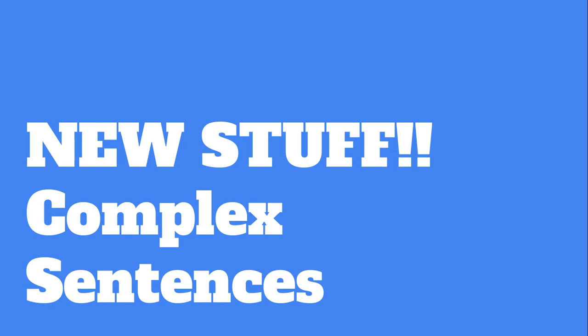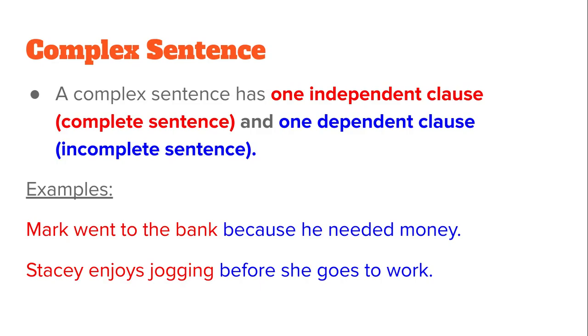All right, so we're on to our new stuff, complex sentences. A complex sentence is kind of a mix. It has one independent clause, or one that could be a complete sentence on its own, and it has one dependent clause, or something that couldn't stand on its own. It would be an incomplete sentence without the help of the independent clause.